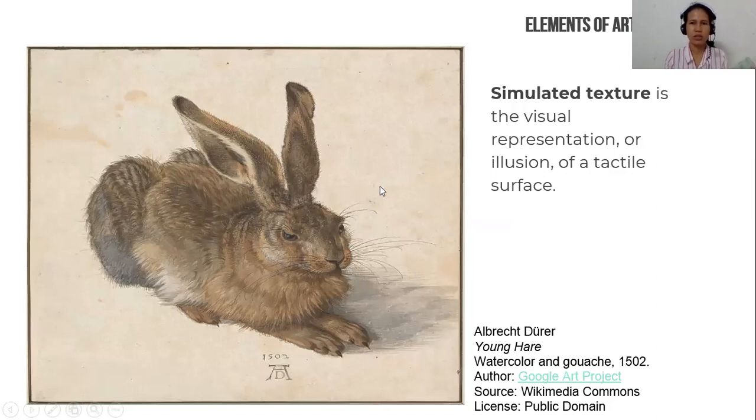And now let's proceed to simulated texture. So this is still under the elements of art, which is texture. And this time, this is a visual representation, an illusion, of something that is tactile. It is 2D, but when you look at it, it seems like 3D, like it is alive, like it is real. Okay, like this Young Hare, a rabbit drawn by Albrecht Dürer.